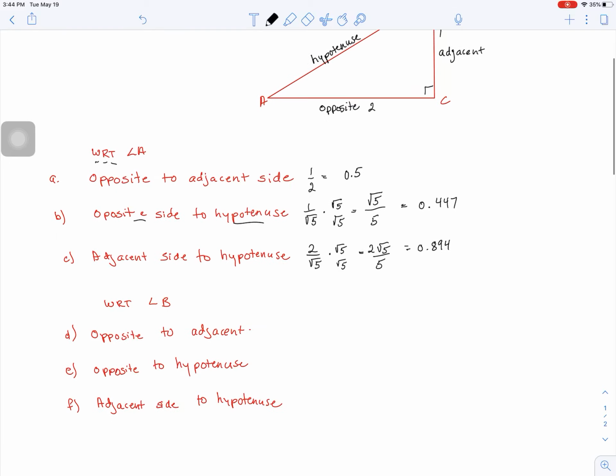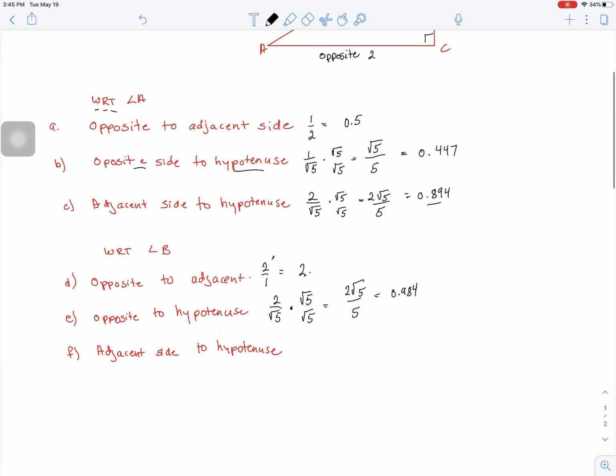So opposite to adjacent, that's fairly easy to do. We get 2 over 1, which would equal 2. Opposite to hypotenuse, we get 2 over the square root of 5. Since that's an irrational number, we have to multiply it by an equivalent fraction to make one that we can work with. So it becomes over 5, and so we have 2 times the square root of 5 over 5, which we have figured out on our calculator up here. So 0.894.